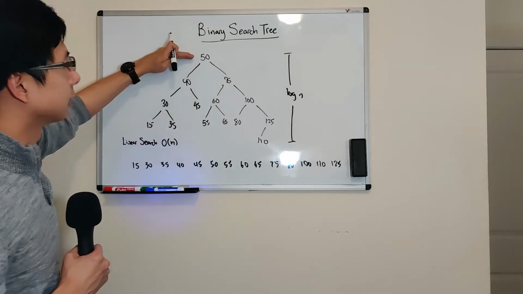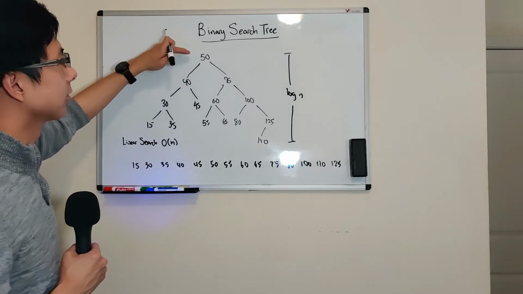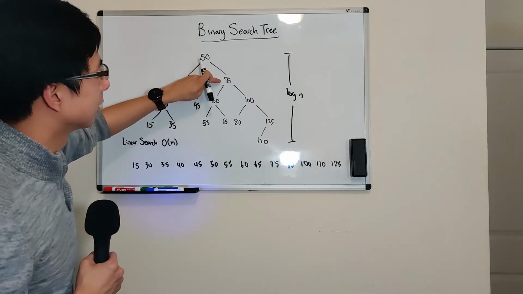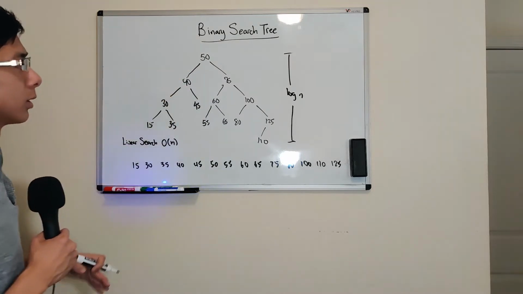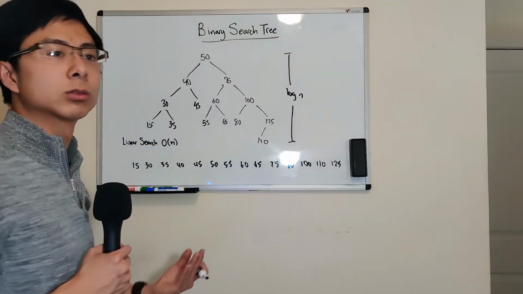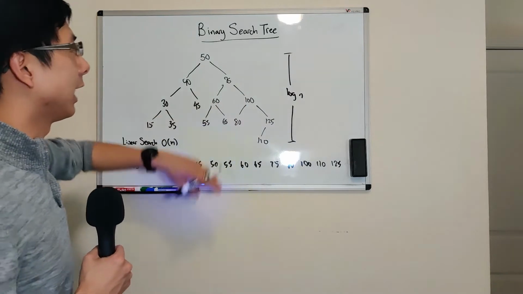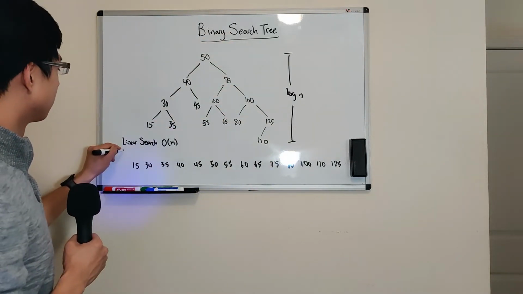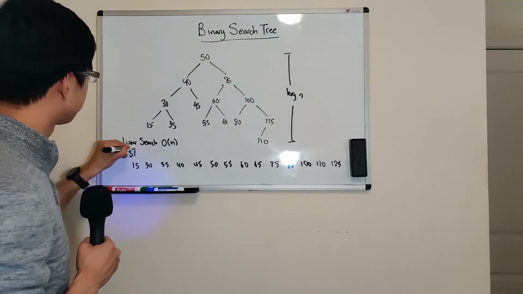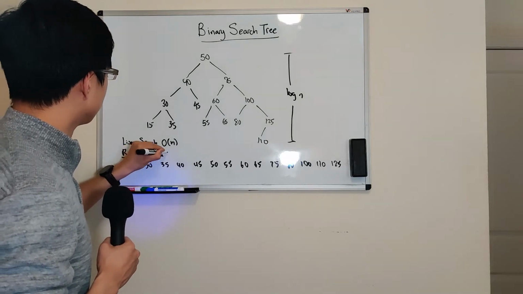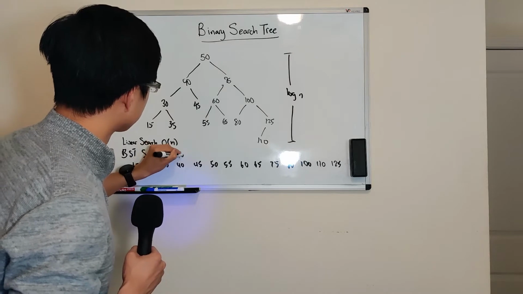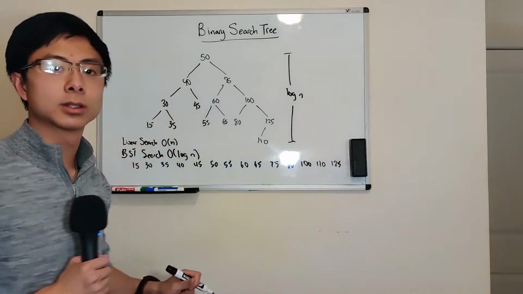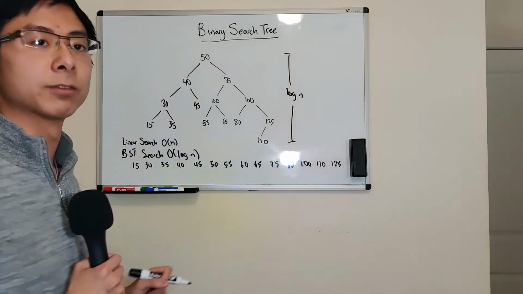So if I'm looking for 65, I check the 50, then the 75 on the next level, and then the 60 on the next level. I only check one node per level. So in other words, the number of checks I have to do is just equal to how many levels I have to go through. And if you have log n levels, then we have a BST search time complexity of O of log n. And this can help reduce the time complexity for searching very, very quickly.